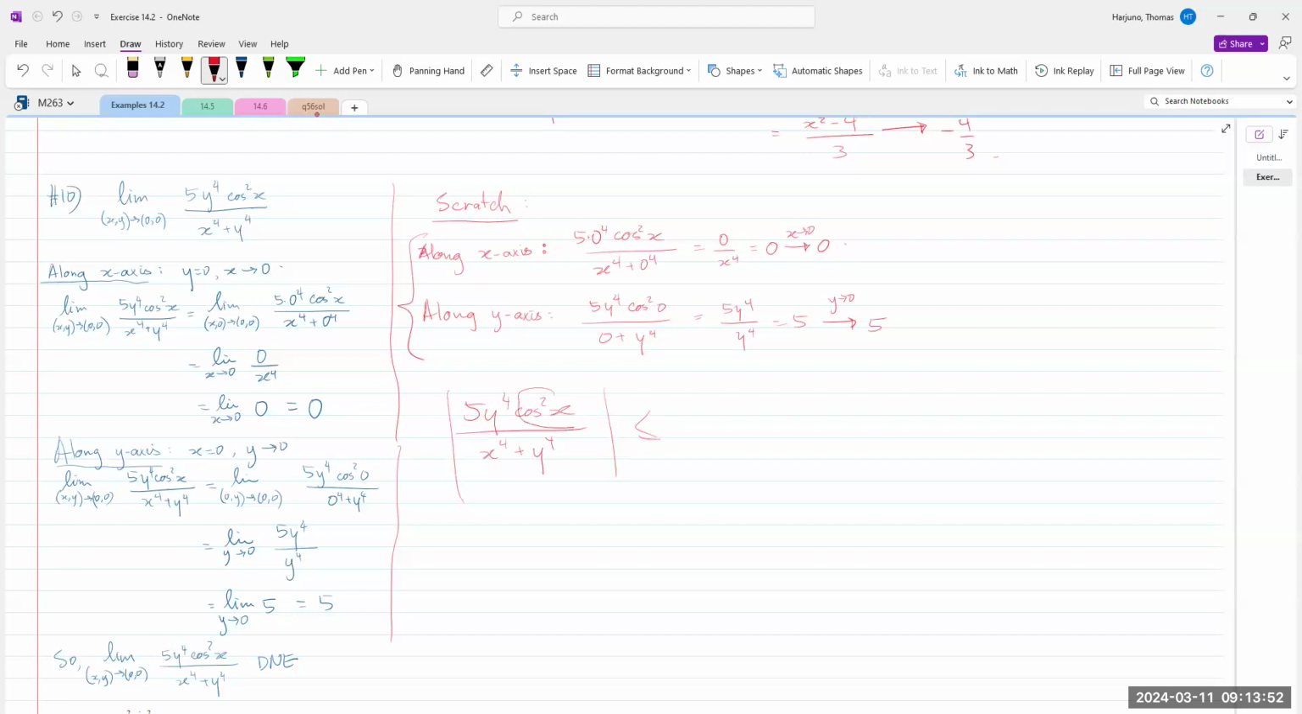We know that cosine squared x is always less than or equal to 1. So this is safely bounded above by 5y to the fourth over x to the fourth plus y to the fourth. Now this is bounded above by 5y to the fourth over y to the fourth, and also bounded above by 5y to the fourth over x to the fourth. Now this actually goes to 5, under the condition of the limit, which converges to 5. But this converges to 0 as y goes to 0.